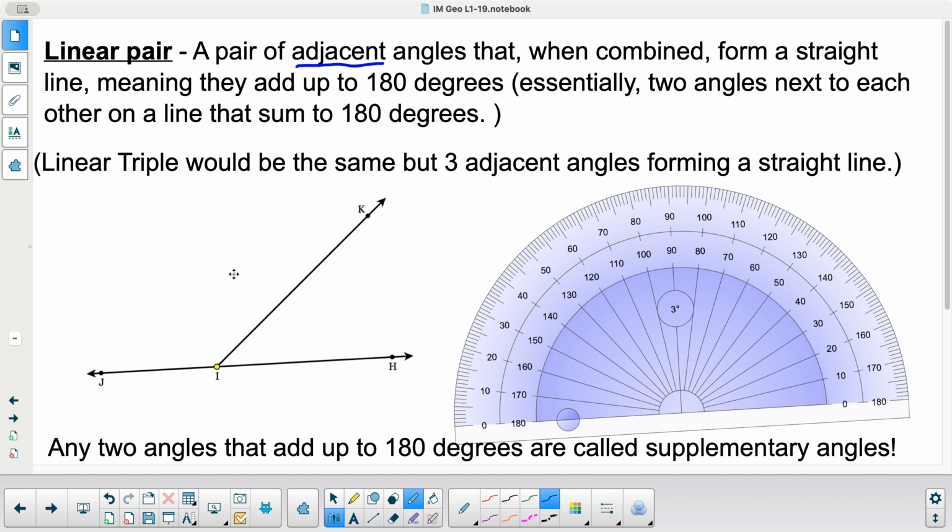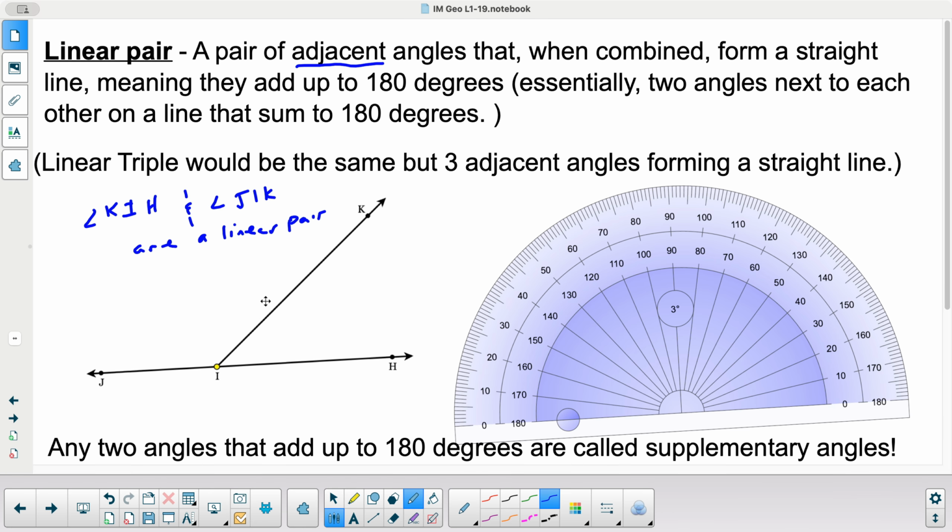So here's a linear pair. I can say here angle KIH and angle JIK are a linear pair. You need to know that definition, a linear pair.